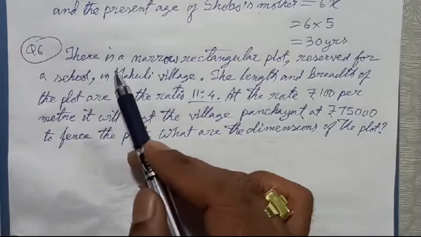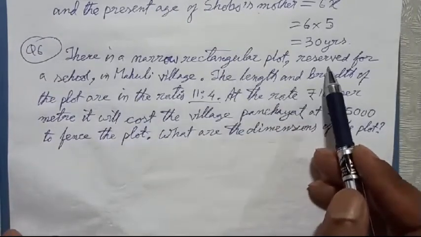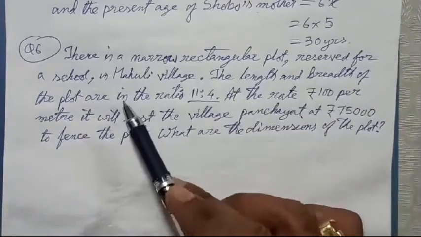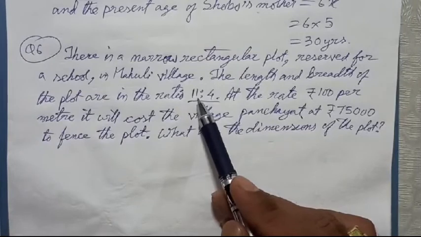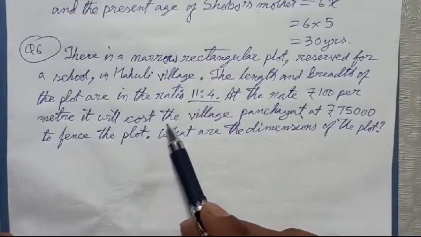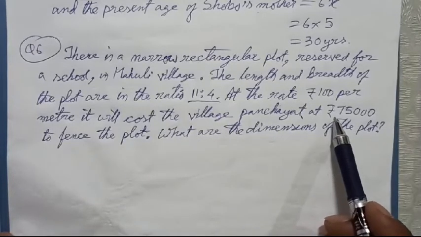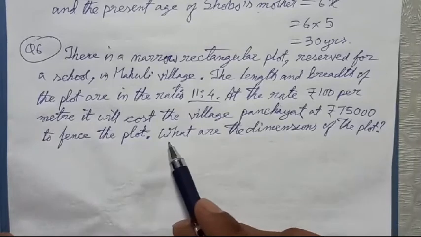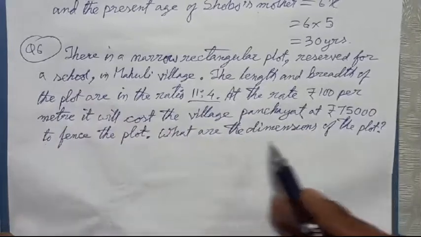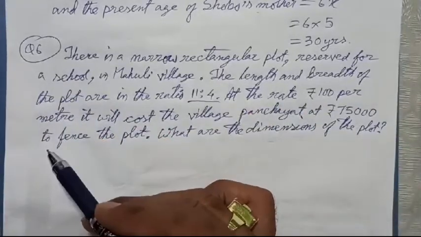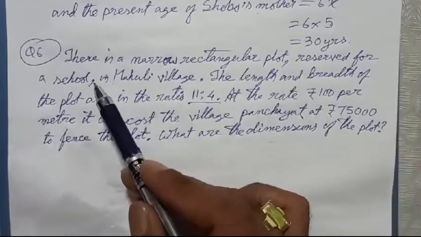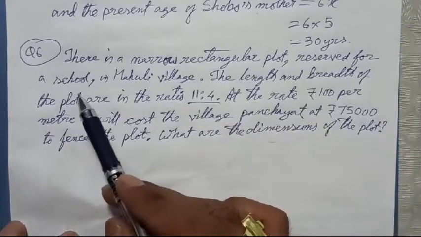Now, question number 6. There is a narrow rectangular plot reserved for a school in Mahuli village. The length and breadth of the plot are in the ratio 11:4. At the rate of rupees 100 per meter, it will cost the village panchayat rupees 75,000 to fence the plot. What are the dimensions of the plot? We need to study the question well, okay? After that, we can solve this question. So, let's study the question once more.